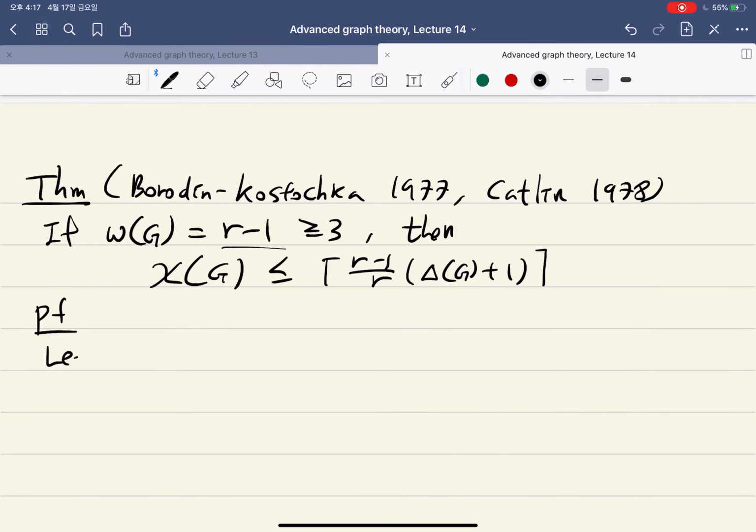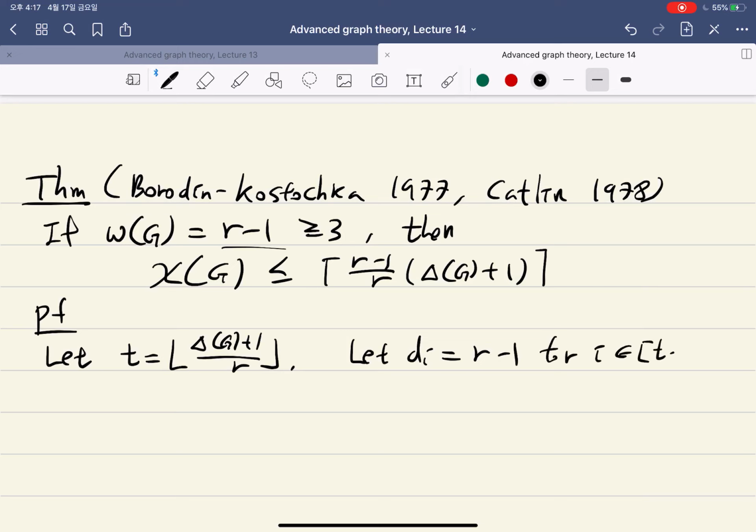So let's write it in a rigorous way. Let t be this number, and let d_i be r minus 1 for i between 1 and t minus 1, and d_t be the remaining number. So we partition delta into, not delta.